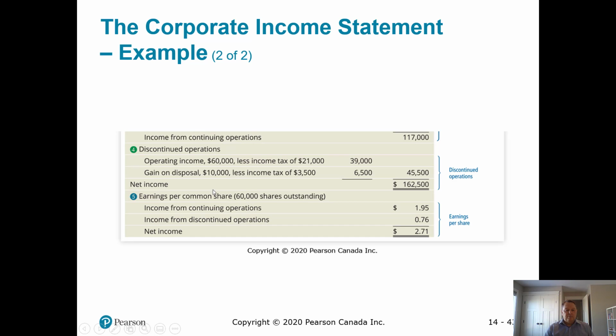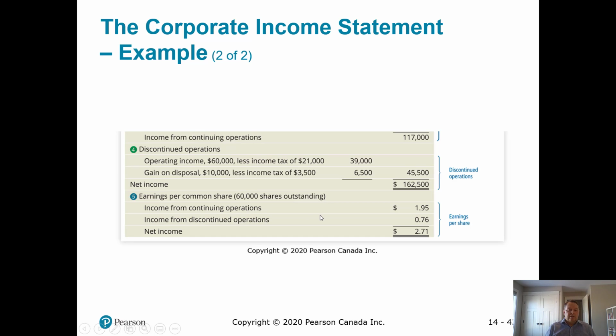Now we get down here to something called earnings per share. This is earnings per common share specifically, and that's normally what we're trying to calculate. So if there's 60,000 shares outstanding, then we calculate the income from continuing operations and the income from discontinued operations. The 117,000 divided by 60,000 shares will give you $1.95 per share. And then you can see that discontinued operations is just the 45.5 divided by 60,000. Total net income is 162,500 divided by 60,000 shares.